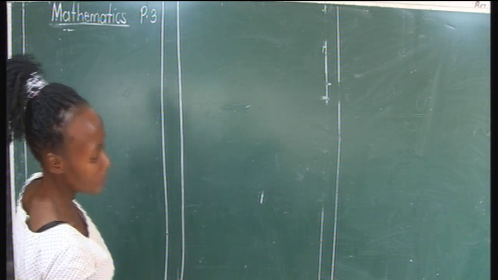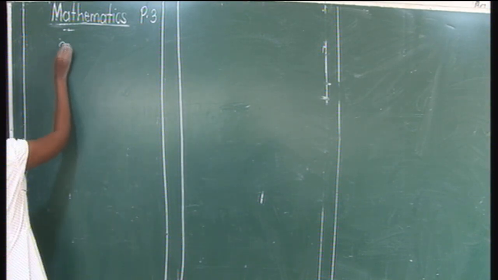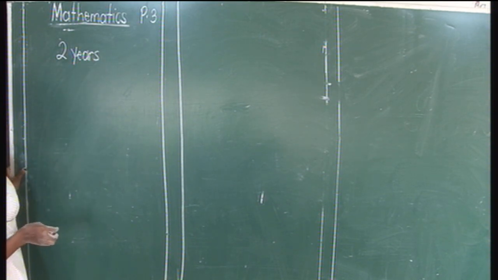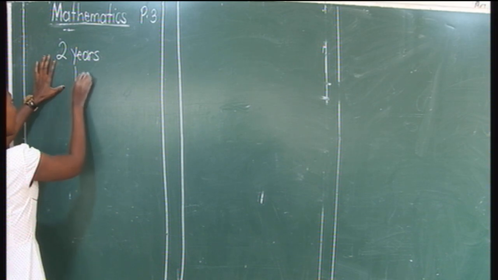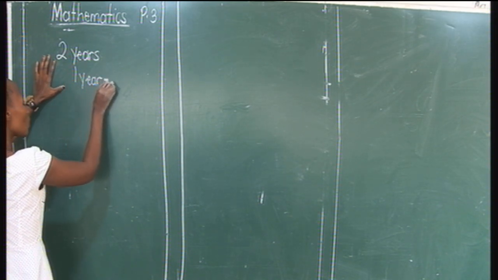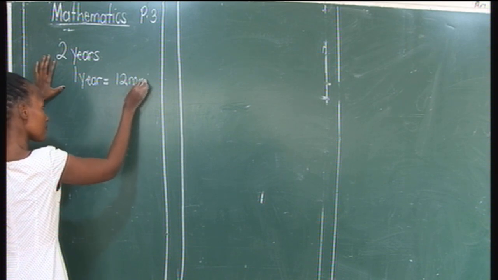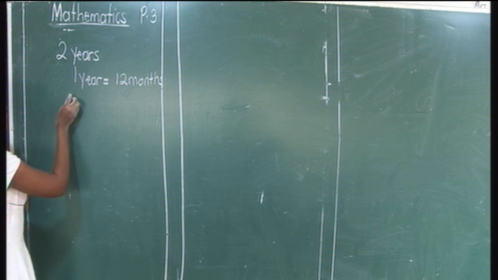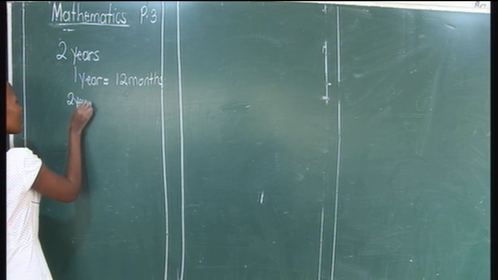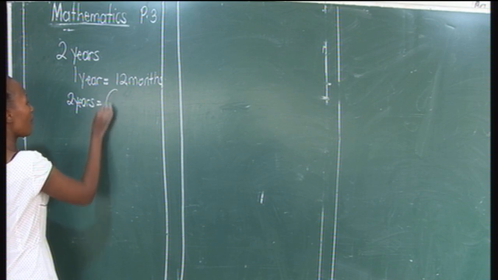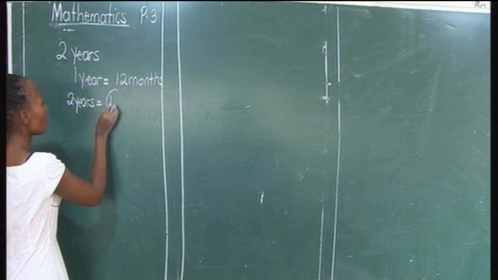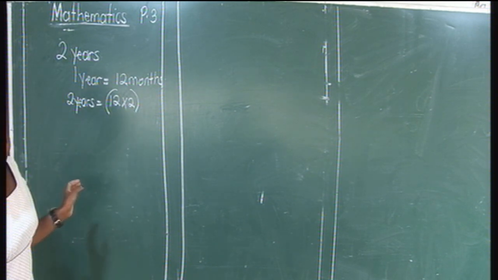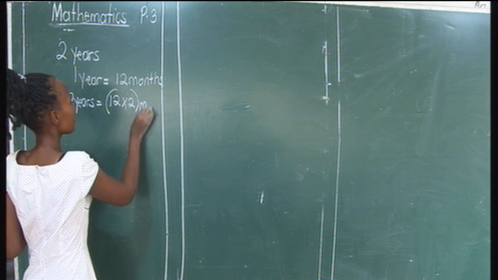Okay, what we are going to do there, how many months make 2 years? As we changed the weeks into days, now we are going to say here 1 year. 1 year is equal to 12 months. Now, what about 2 years? 2 years is equal to, we open our bracket, we get the 12 months times 2. The answer will be in months.